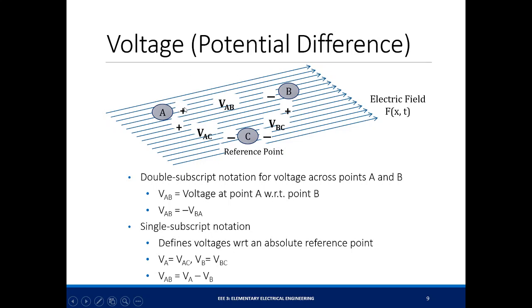So if you have a negative voltage and this is your convention, plus then minus, it just means the minus should be here and the plus should be here. So it becomes positive. So that's for the double subscript notation. The single subscript notation defines voltage with respect to what we call a reference point. Okay? So with that, we can translate the double subscript to a single subscript through these equations right here.